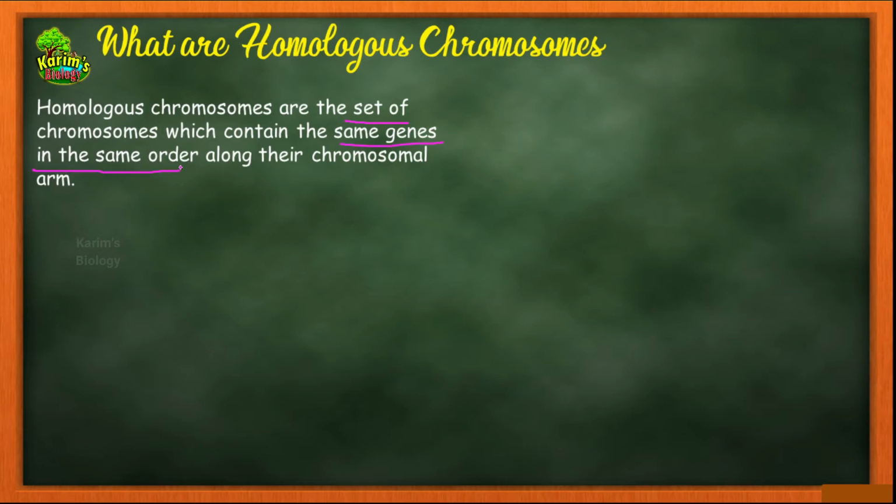So this is another keyword that you need to understand. They contain same genes in the same order. Same genes in a sense that both chromosomes must possess same genes controlling the same character, and both chromosomes should contain any one of the alleles, or both same alleles or alternate alleles, of the same gene controlling the character. I will explain this to you later. And where should they be present? Along their chromosomal arm.